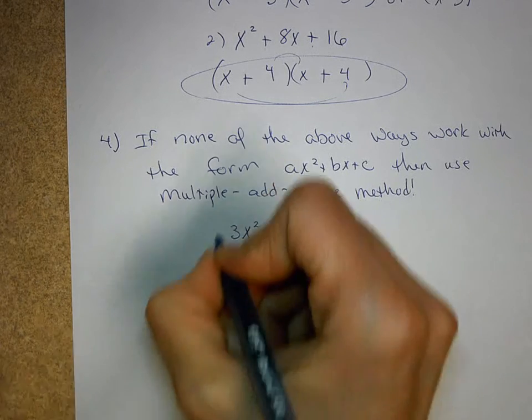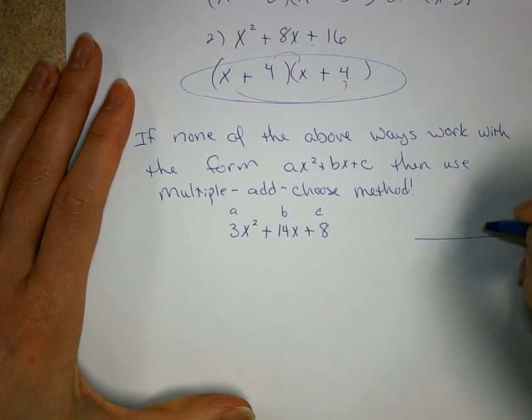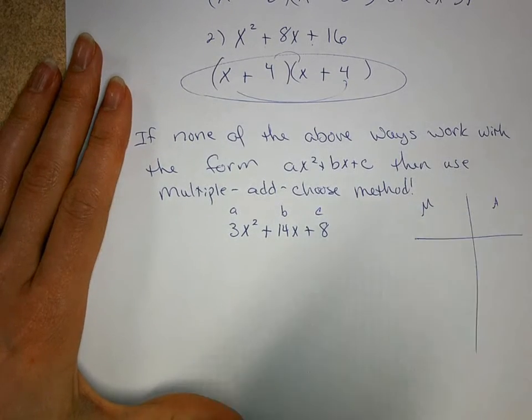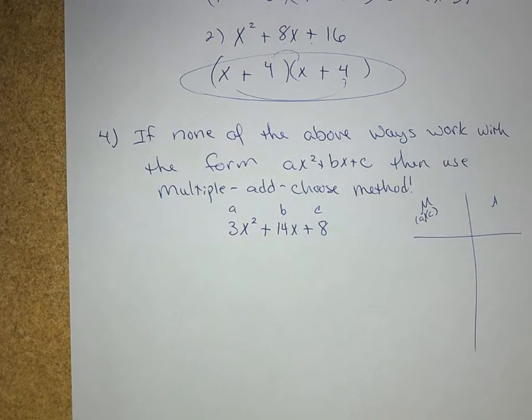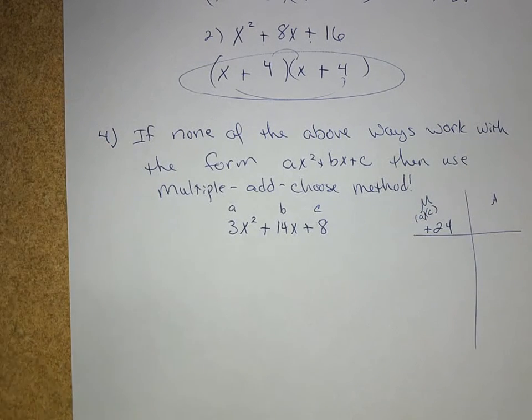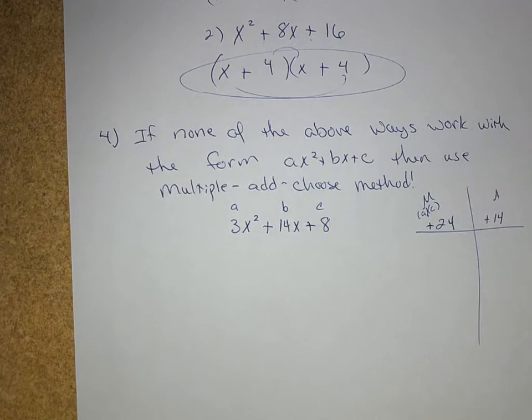But remember, A is 3, B is 14, and C is 8. So then we put our little chart over here. This is my multiplies, okay? This is my adds too. What do I multiply together? Your A and your C. 3 times 8 is what? And we keep track of their signs. They're both positive. So it's a positive what? A positive 24, but adds together to be our middle term. So it's going to be what? Positive 14.